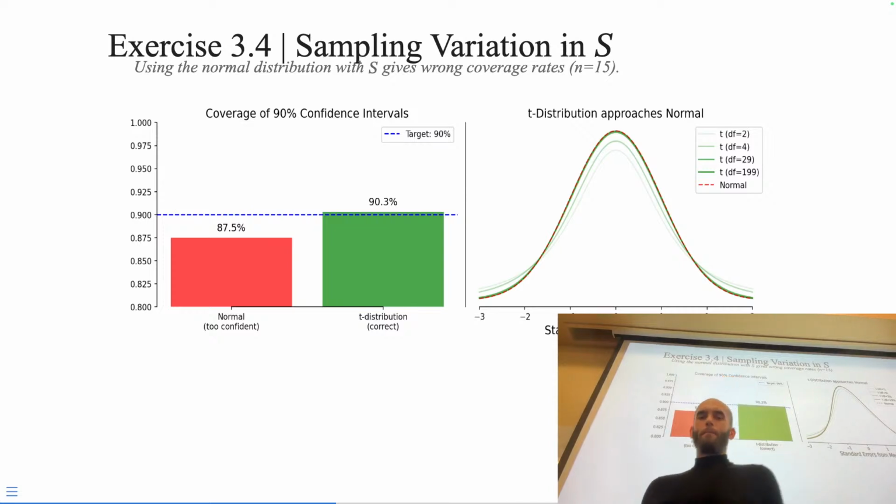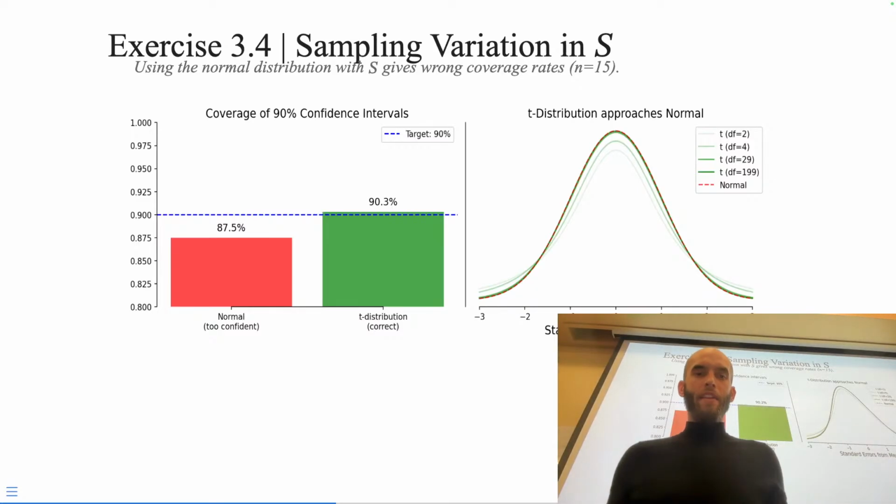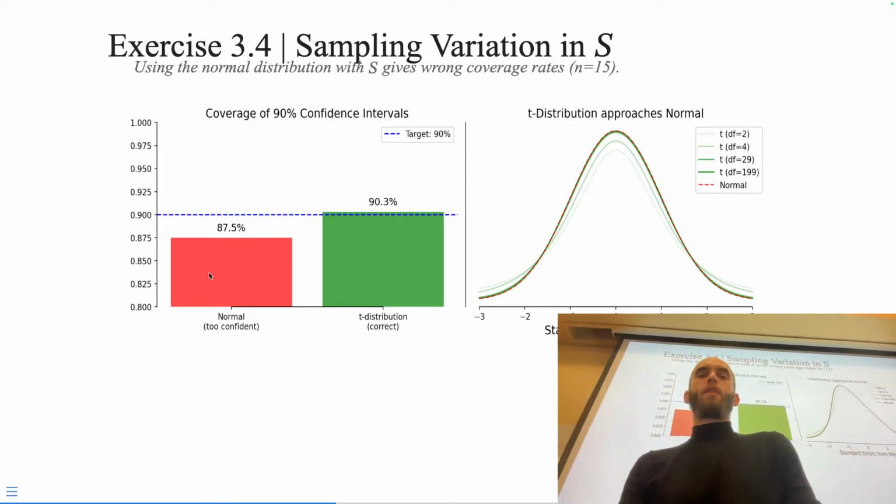So here's a picture. We talked a bit about the t-distribution. We're going to come back to this in a second. But I ran, I think this is 1,000, it might have been 10,000 samples.